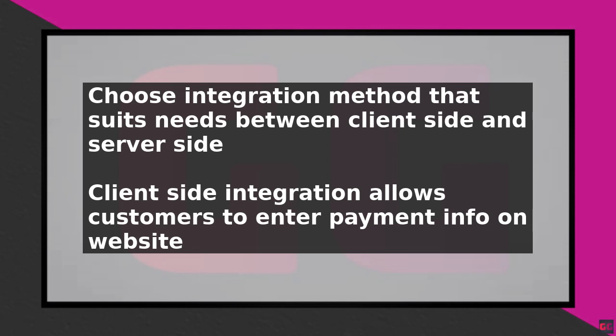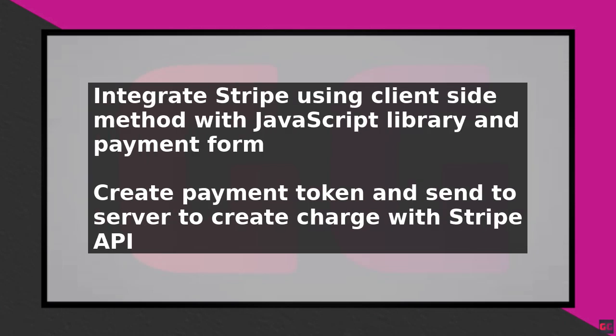This is done by sending a request to the Stripe API with the payment token and the amount to be charged. Stripe will then process the payment and return a response indicating whether the payment was successful or not.